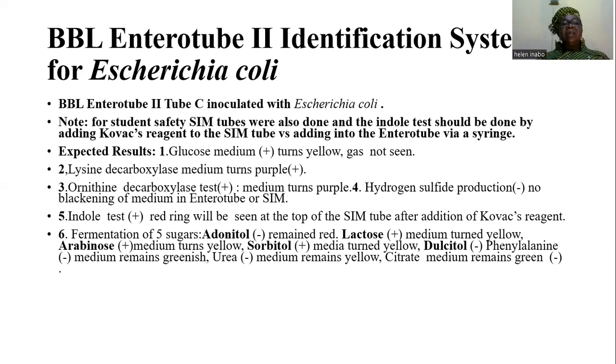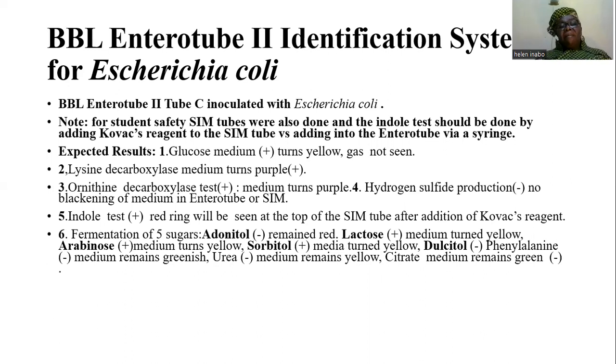You have adonitol, which is not fermented, so the medium remains red. Lactose is fermented, the medium turns yellow. Arabinose is positive, the medium turns yellow. Sorbitol turns yellow. Dulcitol is negative. Where the alanine medium remains greenish, E. coli is negative for the phenylalanine deaminase test.